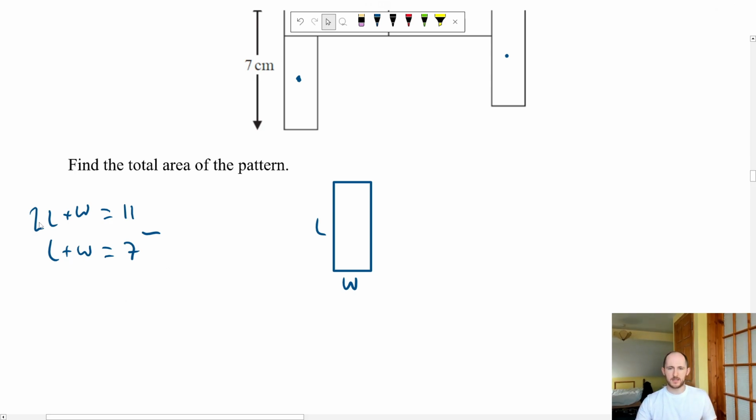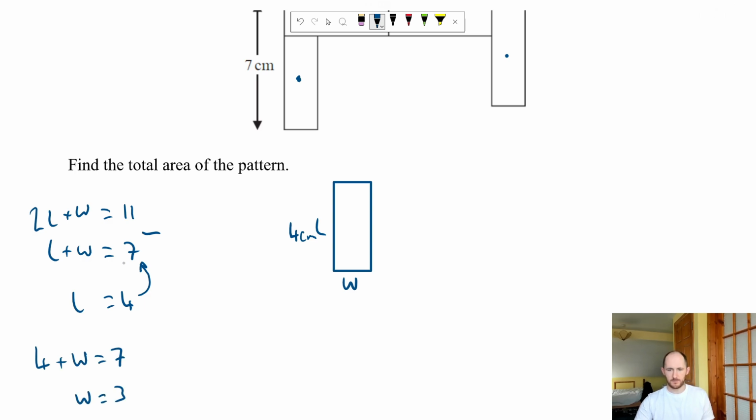So if I subtract these two, I have 2L minus L is L. W minus W is nothing. 11 minus 7 is 4. So the length of one of these sides is 4 centimeters. Okay, now subbing that back into here, if L is 4 plus the W gives me 7, then W must be 3 centimeters.